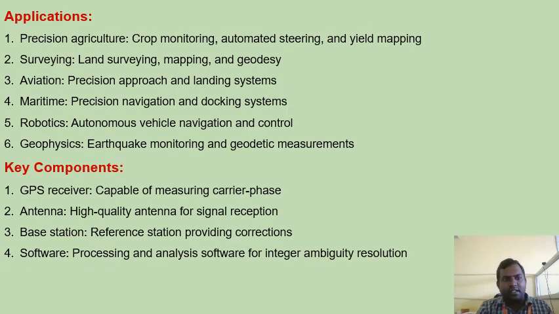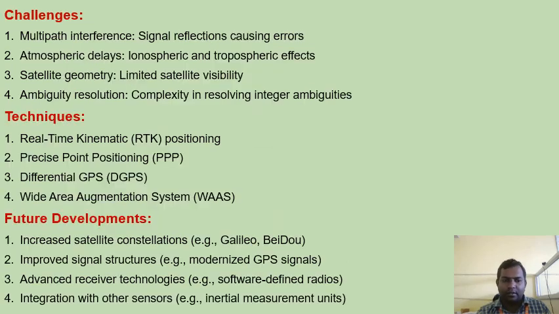Applications of carrier phase GPS, in general, are precision agriculture, surveying, aviation, maritime, and robotics. So what are the key components involved in carrier phase GPS? One is the GPS receiver, which is used for measuring the carrier phase. The second is a high quality antenna for signal receiving, and a base station, the reference station, is needed. Then there is software for processing and analysis for the integer ambiguity resolution, since the resolution depends on the software used. So these are the key components used in carrier phase GPS.